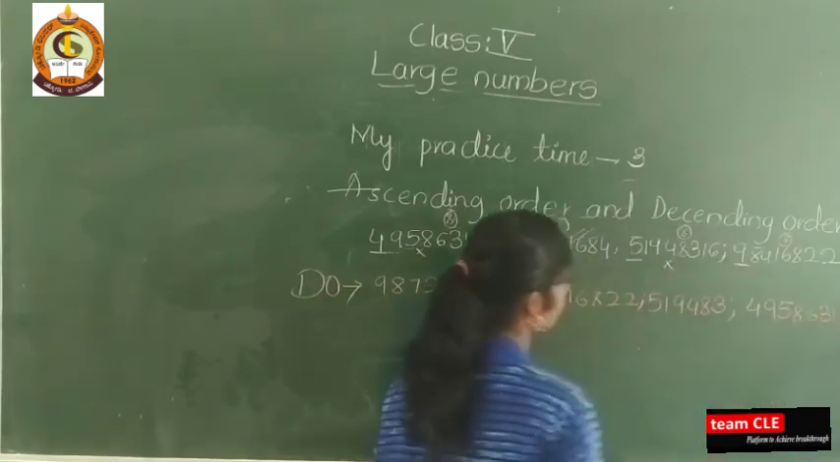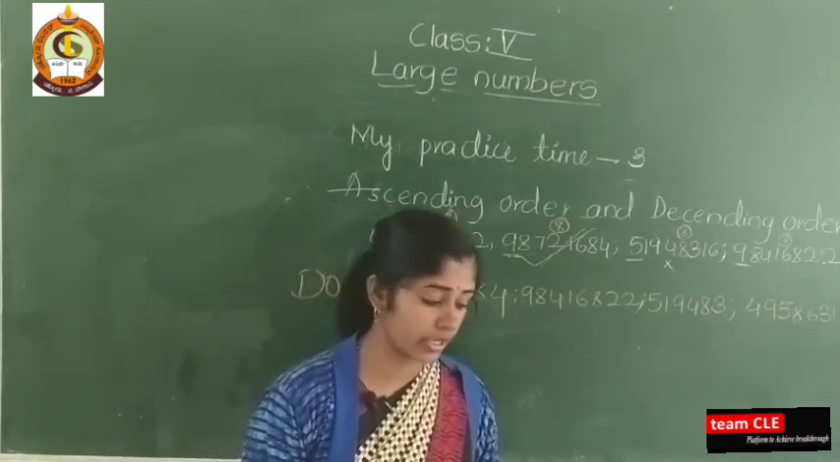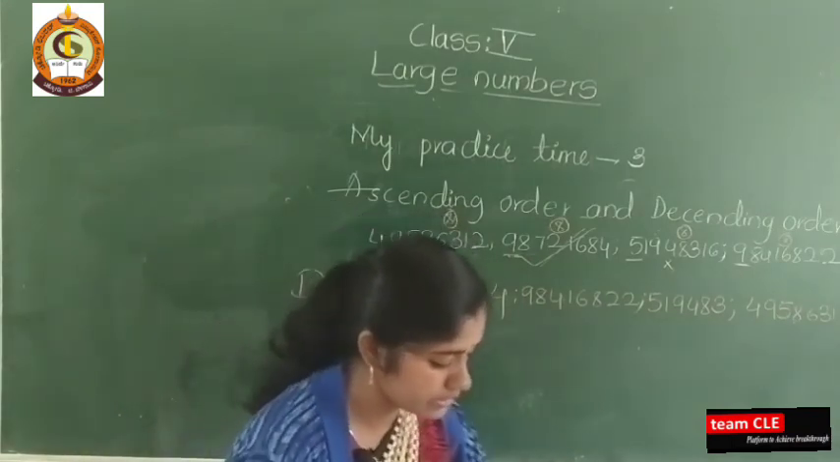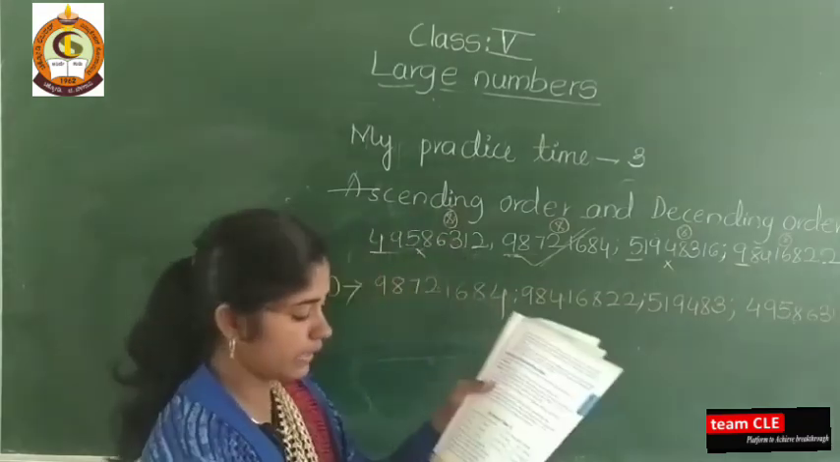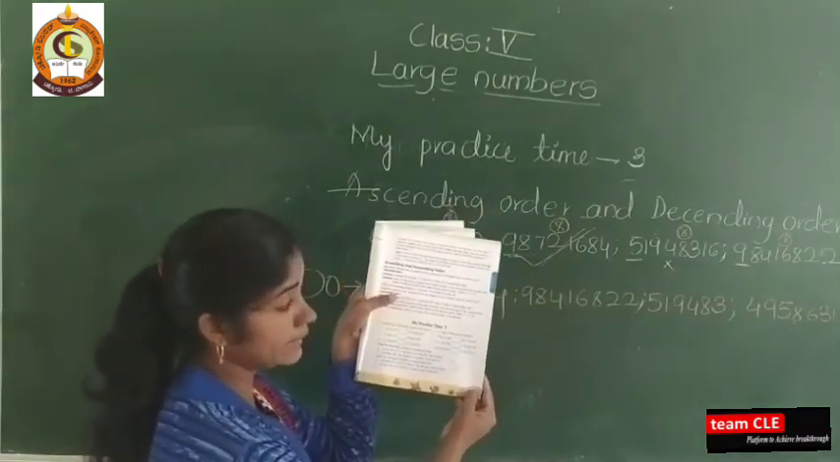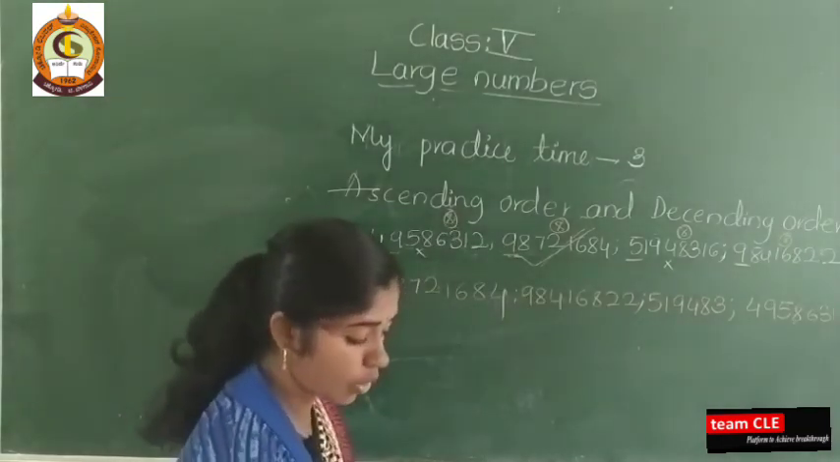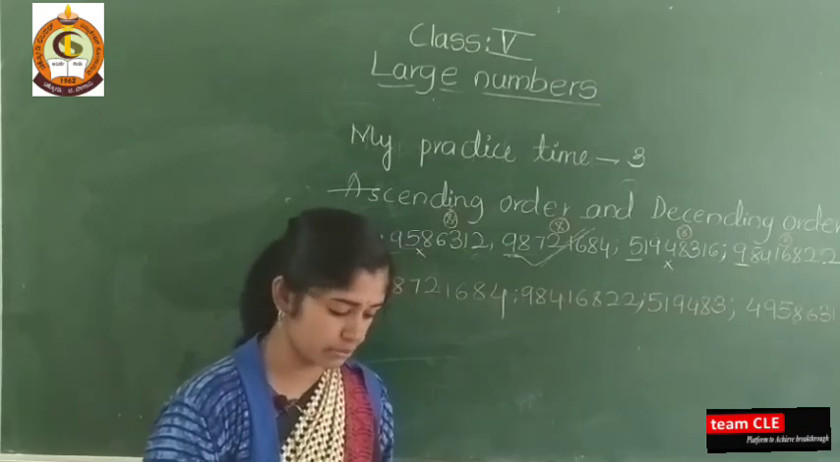Okay, so I hope you understood how to write ascending order and descending order and how to compare the numbers. See here, page number 83, My Practice Time 3, page number 83. If you have this kind of example, solve it and send it to my number.